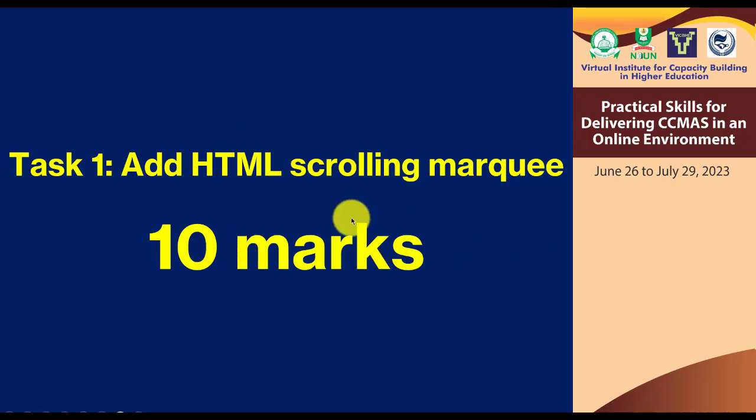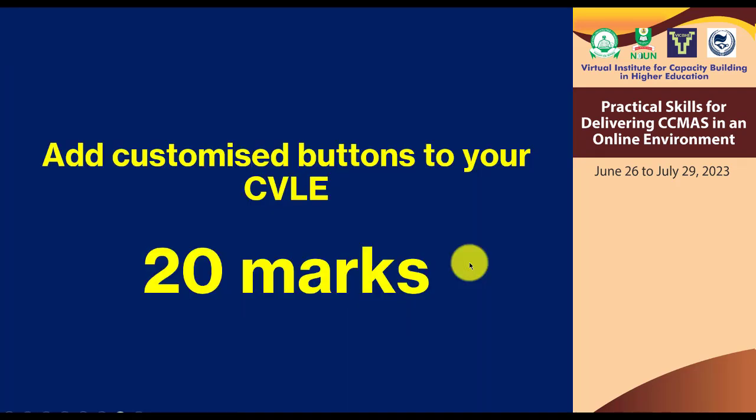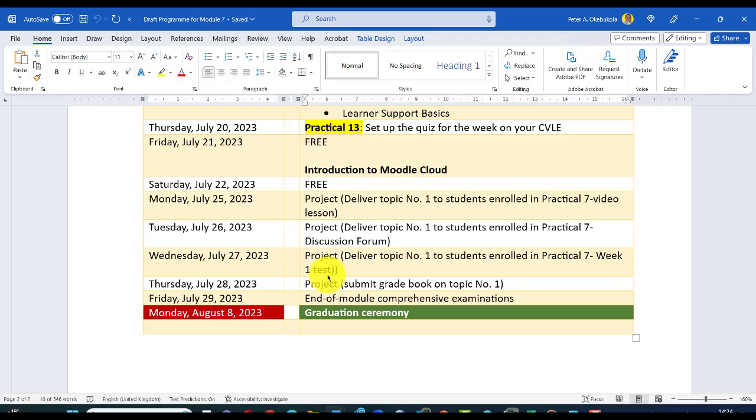So task 1 is add HTML scrolling marquee, 10 marks. Hey, we have 10 marks right in our pocket. I've told you what the marquee is, and then add customized buttons to your class virtual learning environment, and that will be 20 marks. How do you add customized buttons? You go to a tailor? Oh yes, of course, you can go to a tailor, but the tailor is right here, and you will see how we make the customized buttons and add to the class virtual learning environment. That's our step 2.